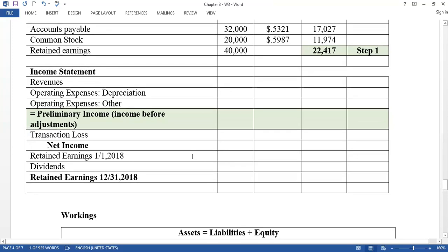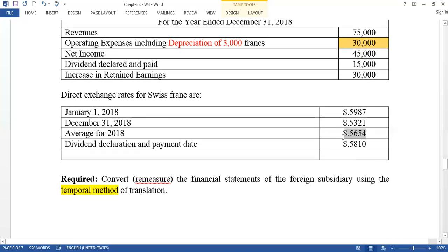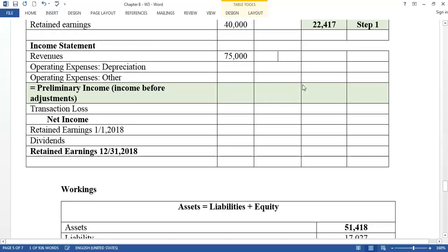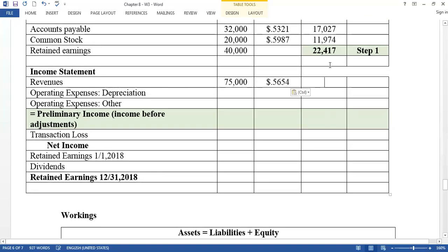So go to the income statement. Revenues, we use the average rate, you know that. Revenue is given, revenue is 75,000, and it is translated at the average rate. So the amount is 42,405. This is revenue. And look, we have expenses in two groups, so revenue minus expense.